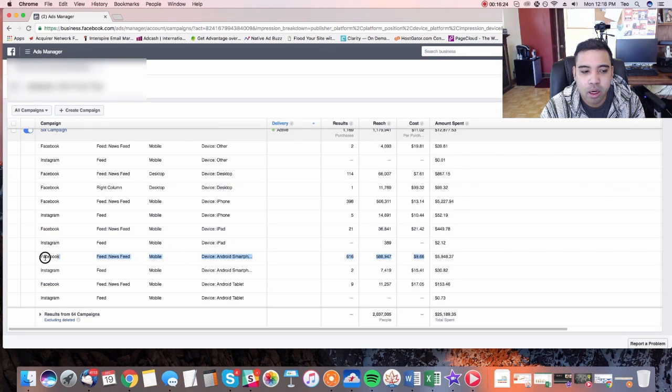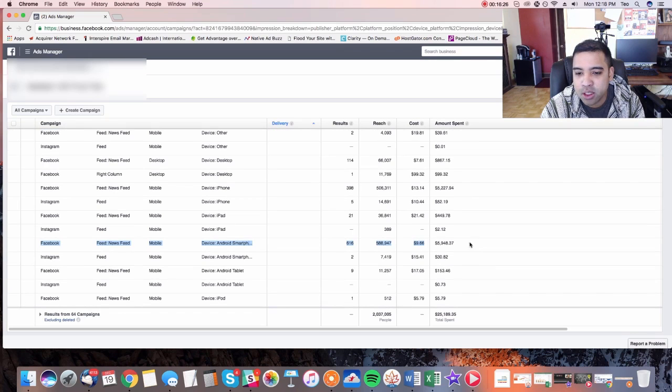So for example, another one here, Facebook newsfeed, Android smartphone, $9.66. Right here, Android. Now we're finding some data that we want to get rid of. For example, Facebook newsfeed and Android tablets. We want to exclude Android tablets from this particular campaign. Now this is very important because let's say you're scaling your campaign, you're spending $5,000 a day and you're really scaling your campaigns. You're making lots and lots of money. You don't want to spend another $1,000 or $2,000 on Android tablets where you're spending $17 per customer.